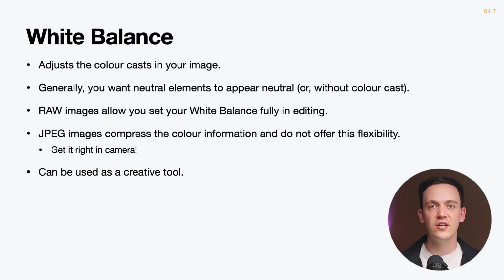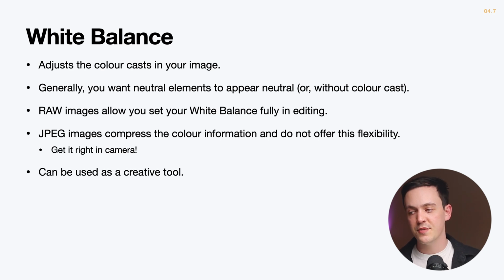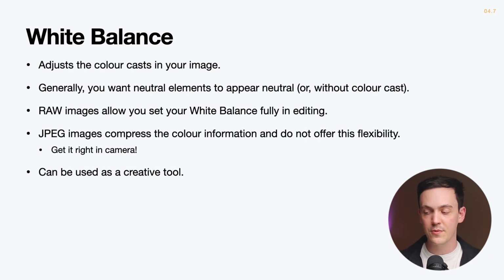White balance adjustment adjusts the color casts in your image. In normal circumstances, you want neutral elements in your image to appear neutral, that is, without any noticeable color cast. Color casts are commonly going to appear as either yellow, orange, or blue. Depending on your light, you can also see some green or magenta tinting as well. Anytime that you're taking pictures with an auto white balance system, which the iPhone uses by default, you can run into some color cast issues.